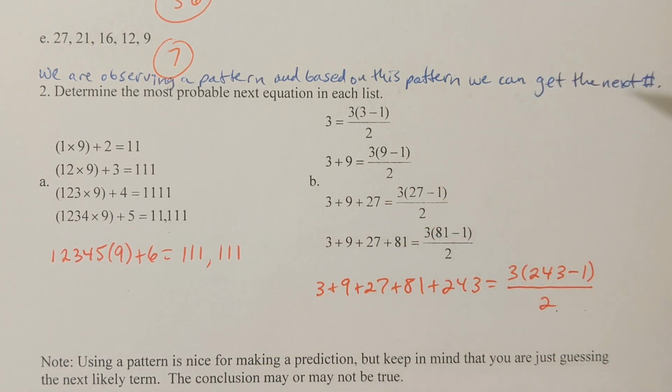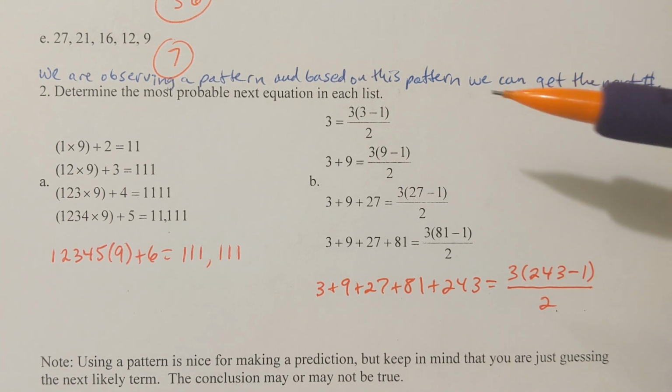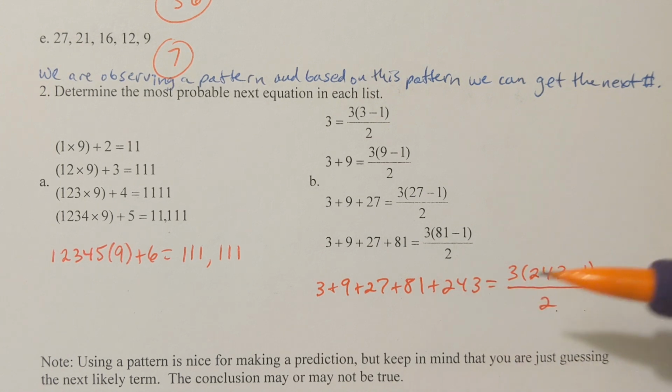Part B. Okay, if we take 3 equal, so same deal. We're trying to guess the next most probable equation there.